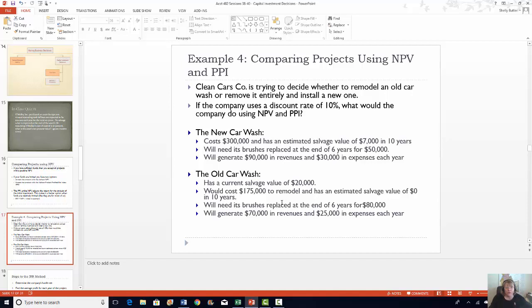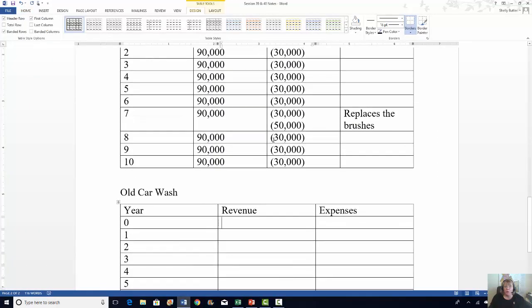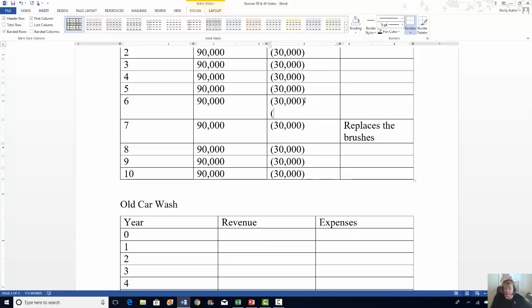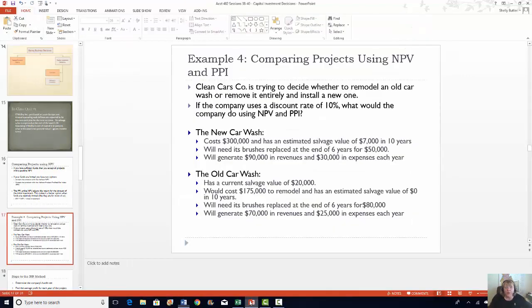It would cost $175,000 to remodel, and has an estimated salvage value of 0 in 10 years, so we don't have to worry about that. It will need its brushes replaced at the end of 6 years for $80,000. I think I put it on year 7 last time. I'm going to have to change it. And it will generate $70,000 in revenues and $25,000 in expenses each year. We're going to have to just put this up here and say $50,000. I've got to double check. Of course, I could go back to the PowerPoint. Yes, $50,000.